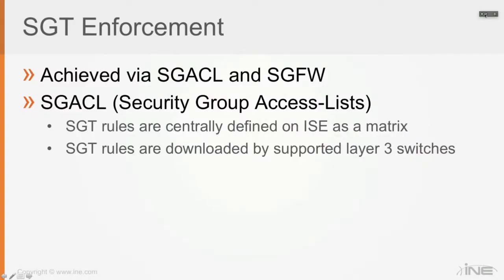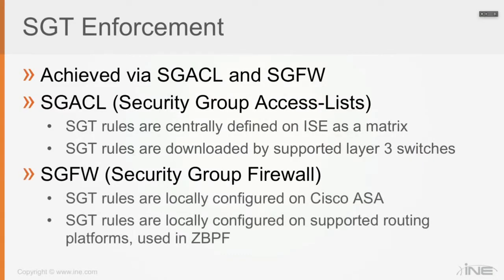The second type of enforcement can be done via SG firewall, which means in this case, the SGT rules are not configured centrally on ISE, but independently and locally, for example, on Cisco ASA. SG firewall means that the enforcer now is going to be a firewall, not a layer 2 switch. And a firewall can be either the ASA firewall or the IOS zone-based policy firewall. But in both cases, it means you define the rules locally in there. You cannot download the rules from ISE, as in the case of security group access lists.